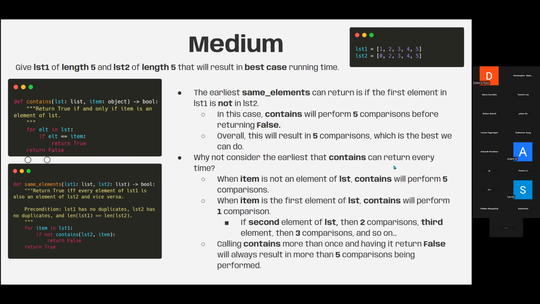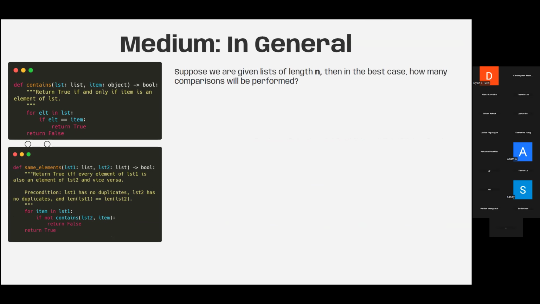So you can see that we're calling contains so many times, we're comparing it so many times, we're going to have so many more comparisons than 5 comparisons. And, like we said, we want the best case, so the least amount of comparisons.